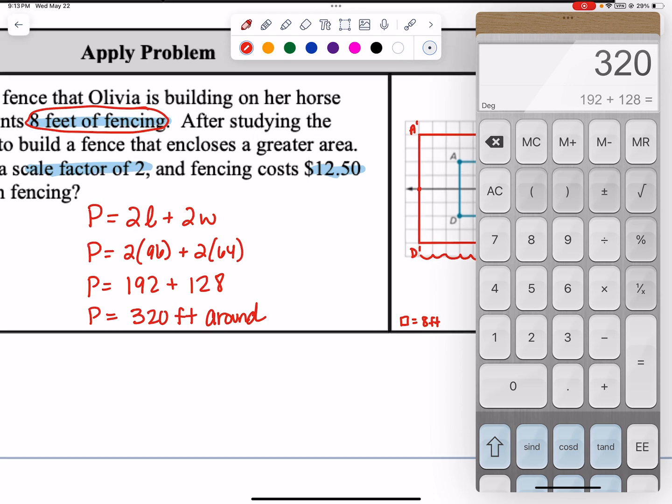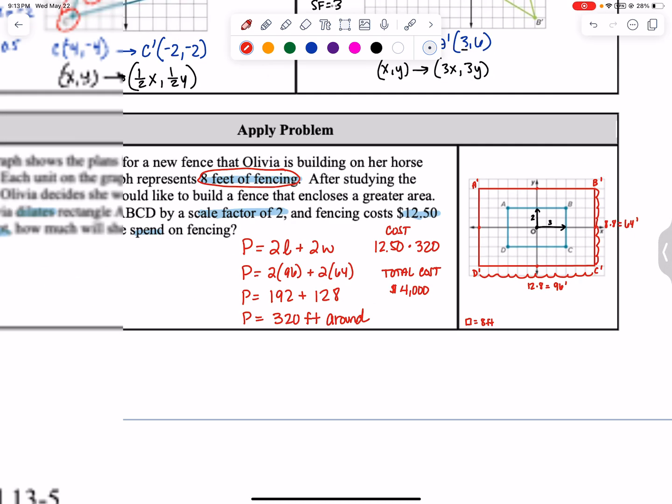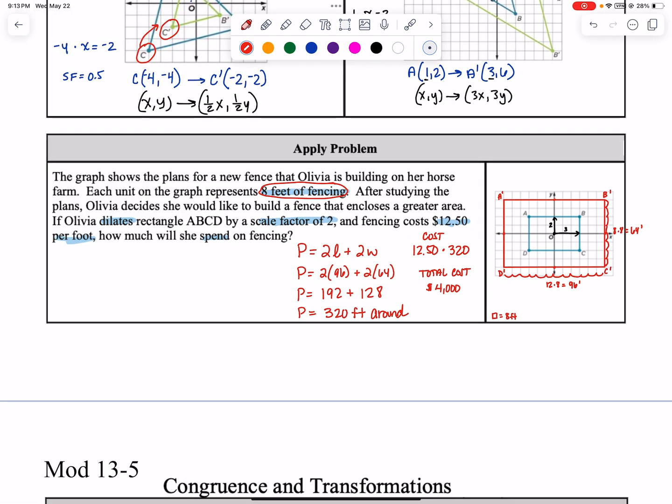Now that we know that's the amount of feet around, let's calculate the cost. The cost is $12.50 per foot, so times 320. Let's label this cost. Our overall total cost equals 320 times 12.50, a whole bunch of money. Total cost is $4,000.